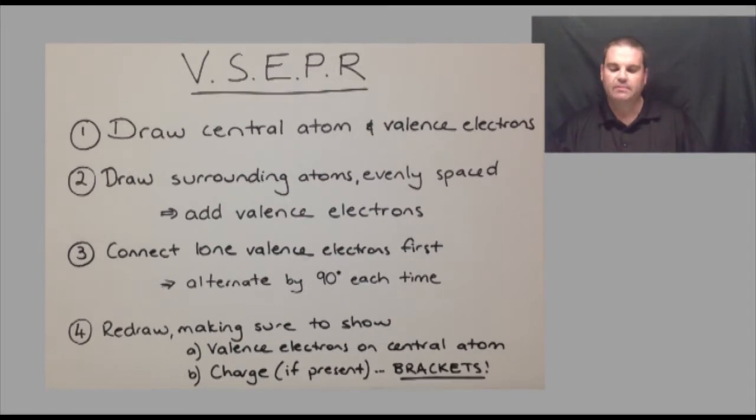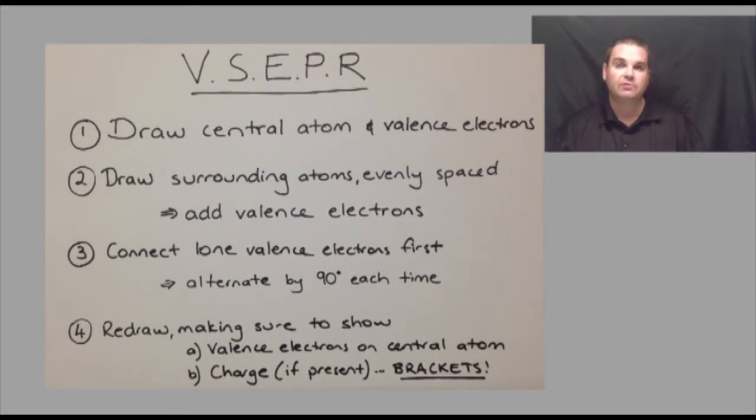Then draw your surrounding atoms, evenly spacing them around the side. Okay, so if you've got 2 atoms, put one each side, 180 degrees apart. 3 atoms, put them evenly spaced around like a triangle, and I'll show you that as well. Then add your valence electrons in. When you're putting your valence electrons in, always make sure you put them individually to begin with, and then start pairing them up after the 4th one, and I'll show you that as well.